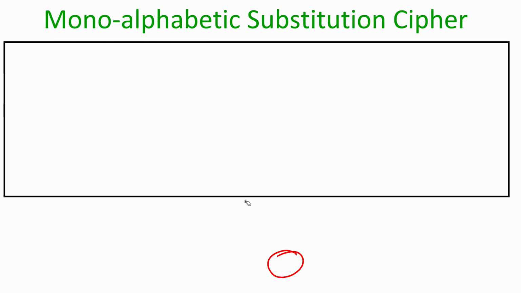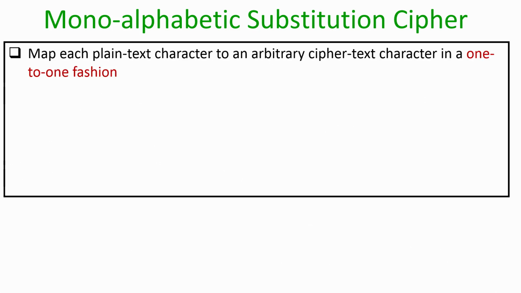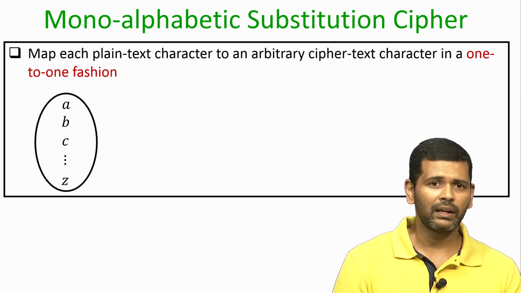So, now let us see how we can fix the problem that is associated with the shift cipher to prevent a brute force attack, and this leads to another interesting cipher which we call the mono-alphabetic substitution cipher. And the idea here is, instead of shifting each plaintext character by the same unknown amount k, we shift each plaintext character by a different amount in a 1-to-1 mapping. What I mean here is the following.